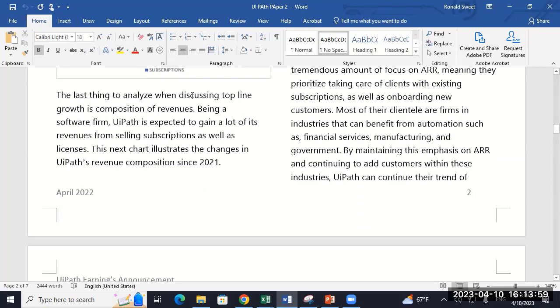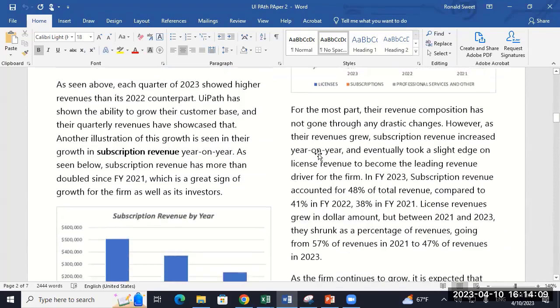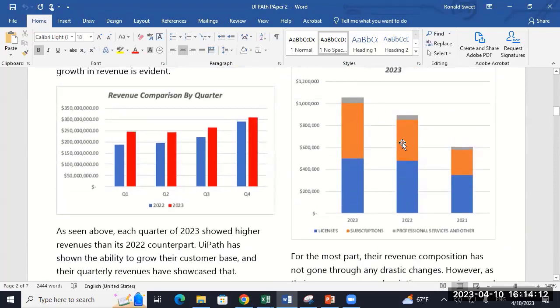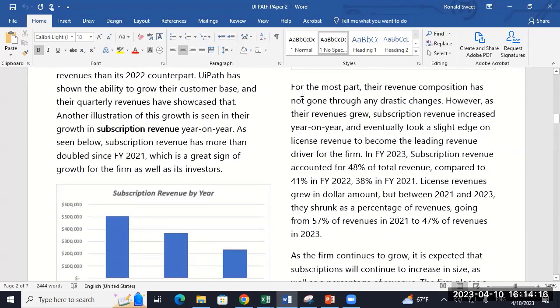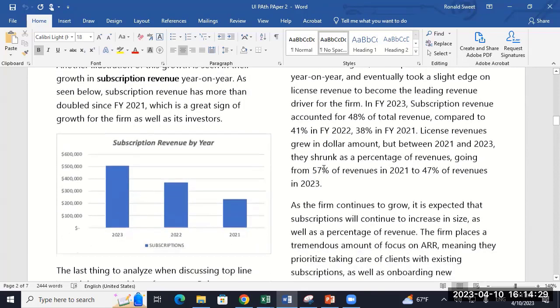The last thing to analyze when comparing top line growth is composition of revenues. Being a software firm, Path is expected to gain a lot of its revenue from selling subscriptions as well as licensing. Here he breaks out the components. That's a good thing to do, showing some good inside information. For the most part, the revenue composition has not gone through any drastic changes. However, as the revenue grew, subscription revenue increased year on year, and eventually took a slight edge on the license.